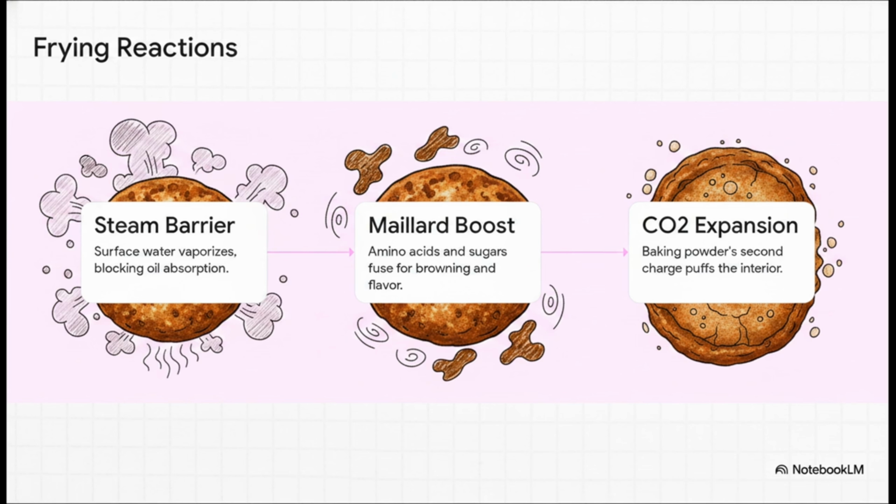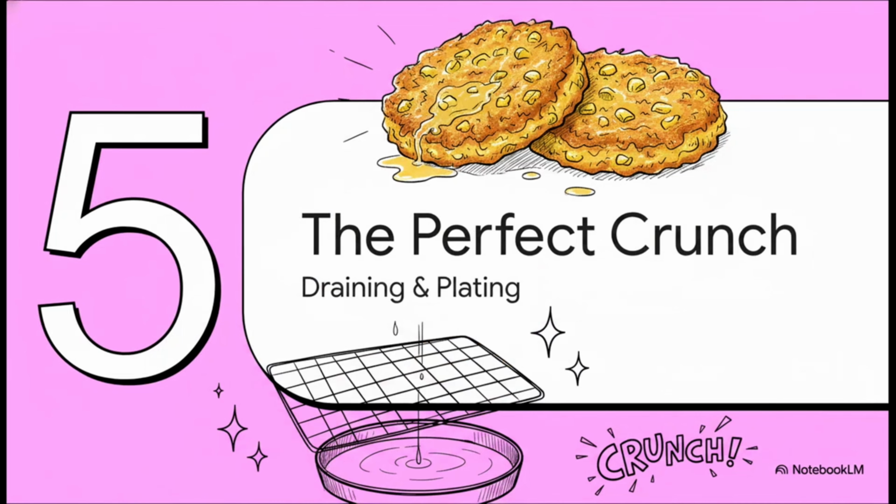But when you hit that perfect 350-degree sweet spot, three fascinating physics reactions happen all at once. First, the surface water immediately vaporizes, creating a pressurized outward steam barrier that physically blocks the frying oil from soaking into your food. Second, the Maillard reaction triggers, fusing amino acids and sugars to create hundreds of brown, incredibly flavorful compounds. And third, that baking powder fires its second charge, puffing the fritter right up from the inside. It's beautiful.